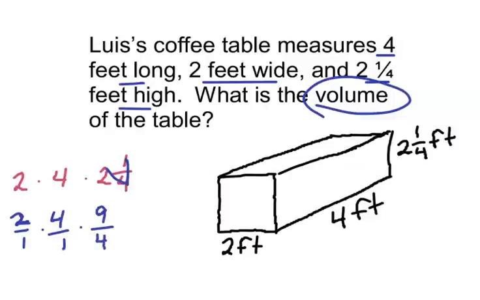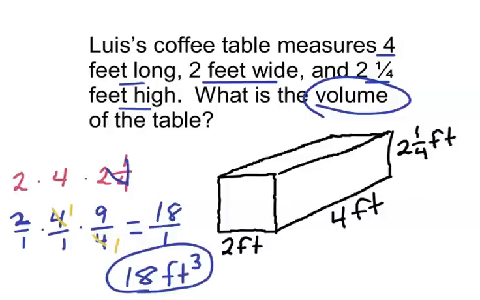All right, so let's see if we can do any cross-reducing before we have to solve it. Yeah, we can definitely do that. We know a 4 goes into 4 once, and a 4 goes into 4 once. And that's about all the cross-reducing we can do. And we could have done it differently, but we're just going to leave it like that. So we have 2 times 1, which is 2, times 9 is 18. And then we have 1 times 1 times 1, which is 1. So it's 18 over 1, which is 18 feet cubed, right? Because it's volume. 18 feet cubed is the volume of the coffee table.